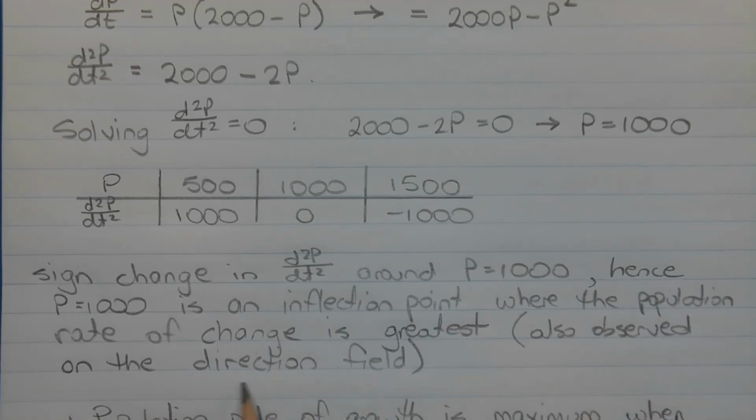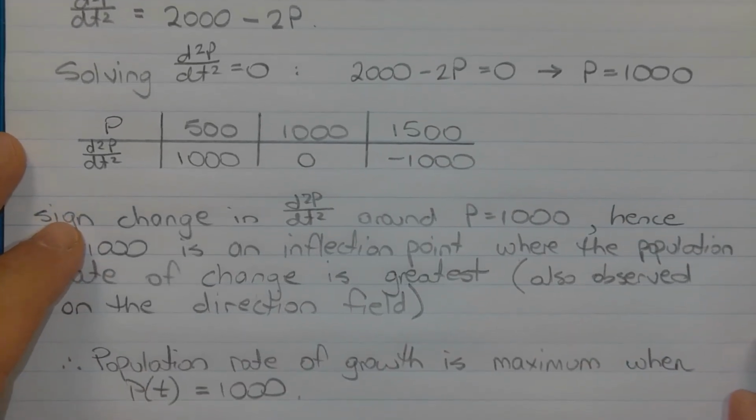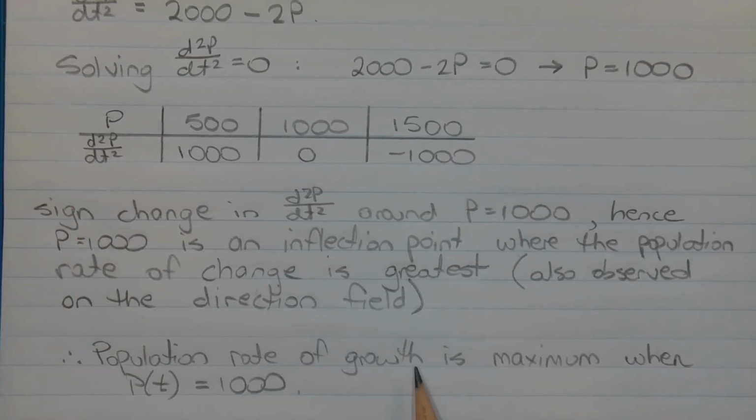And this was observed on the direction field. Therefore, the population rate of growth is maximum when P of t is equal to 1000.